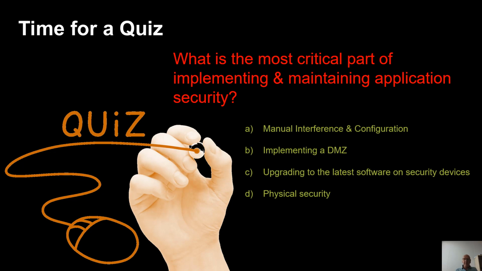Is it maybe the manual interference and configuration that you have to do? Is it maybe implementing a DMZ, a demilitarized zone, in your architecture? Is it the fact that you have to upgrade always to the latest software on all your security devices? Or is it maybe physical access to your application? So physical security, keep the doors locked. Well, take a few seconds to think about it.